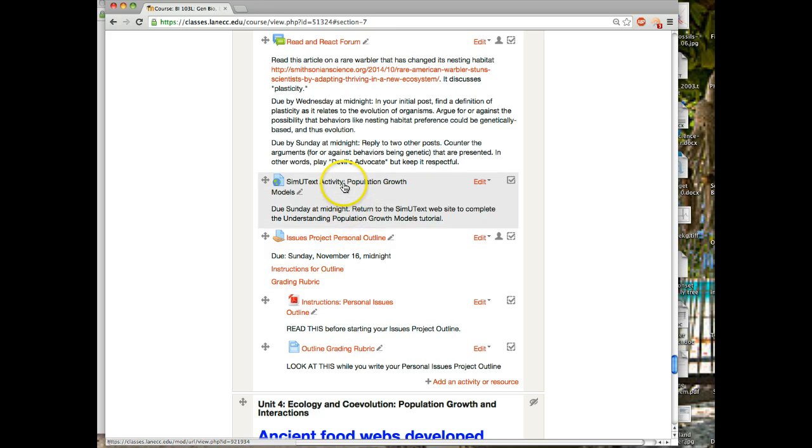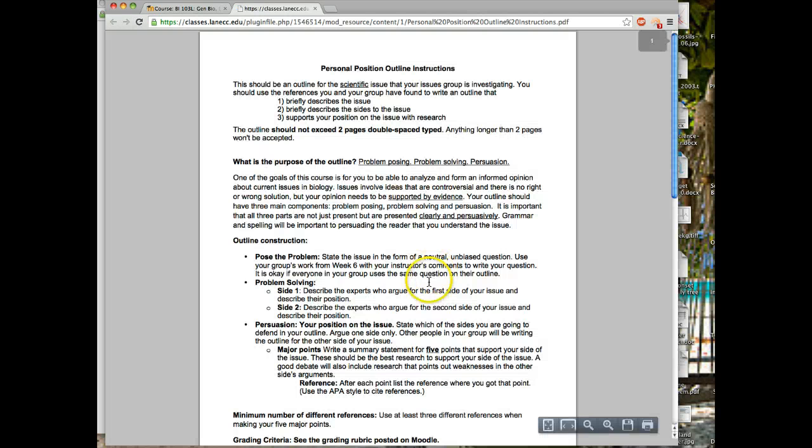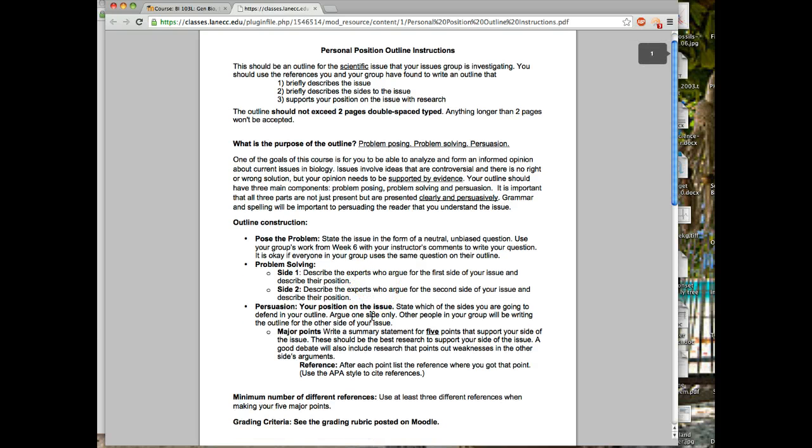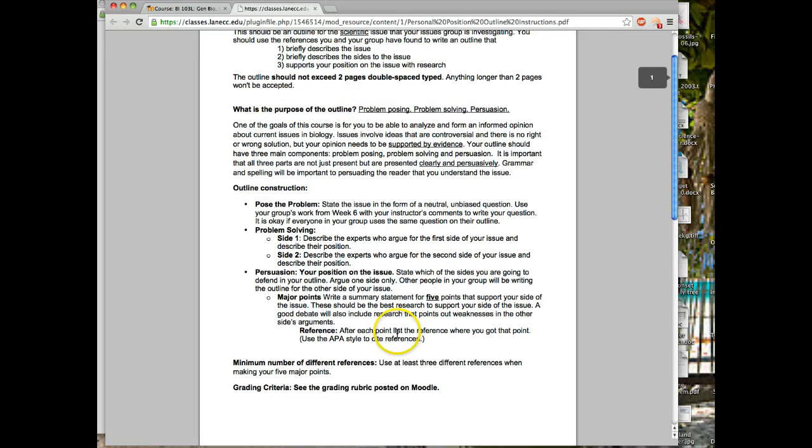This is an assignment that you're going to submit online. So the instructions here tell you it should not exceed 2 pages double spaced. You want to pose the problem, propose the 2 sides that are solving the problem, and then you're going to pick one side of that to have 5 major points of argument for. So your group should be dividing your issue into the 2 sides, or if you have more than 2 sides, divide it up that way. And each of you should pick one side that you're going to defend.